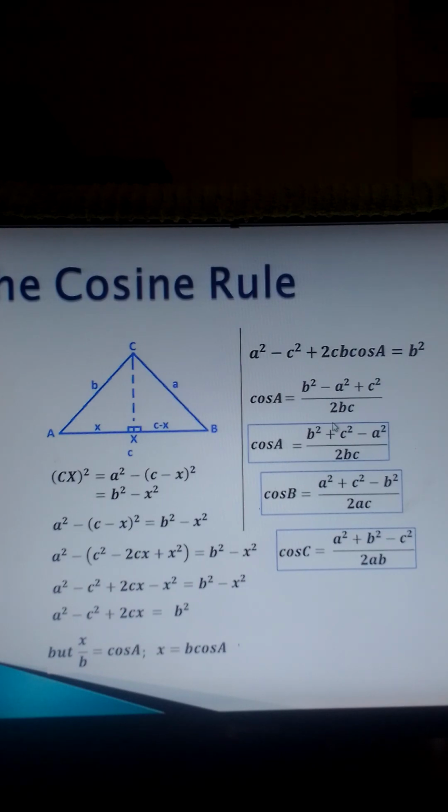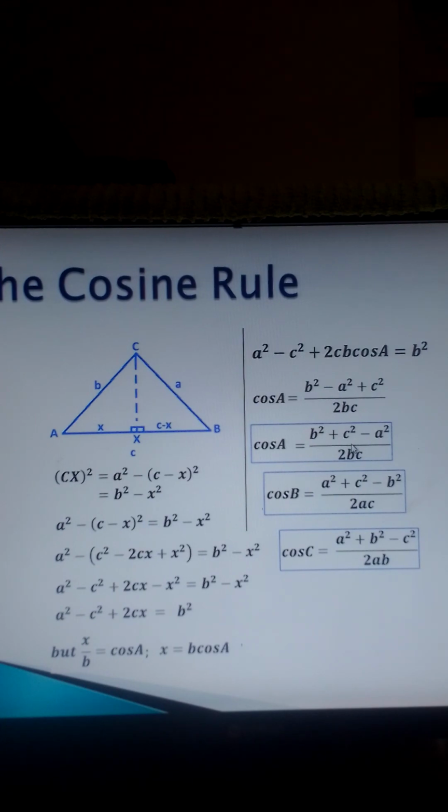And we can write this as cos A is equal to b squared plus c squared minus a squared over 2bc. And this is the cosine rule, which we can also show for these other angles, angle B and C. That is, cos B is equal to a squared plus c squared minus b squared divided by 2ac, and cos C is equal to a squared plus b squared minus c squared over 2ab. So this is the cosine rule, which you can use to solve a triangle when you have been given some of the lengths and angles.